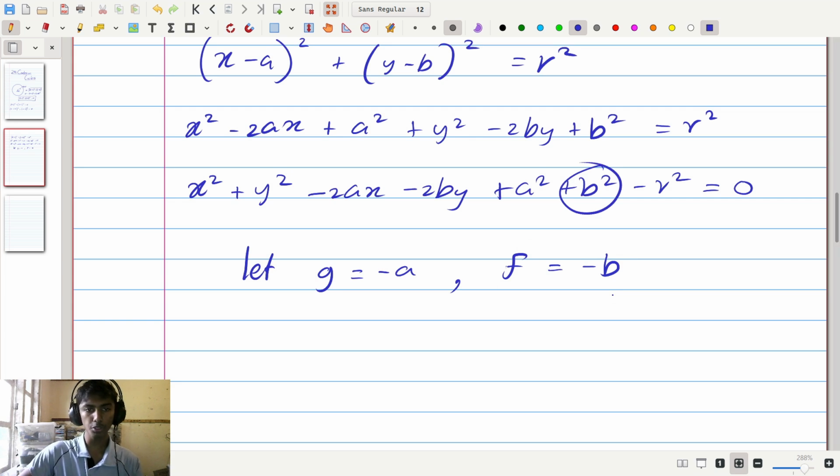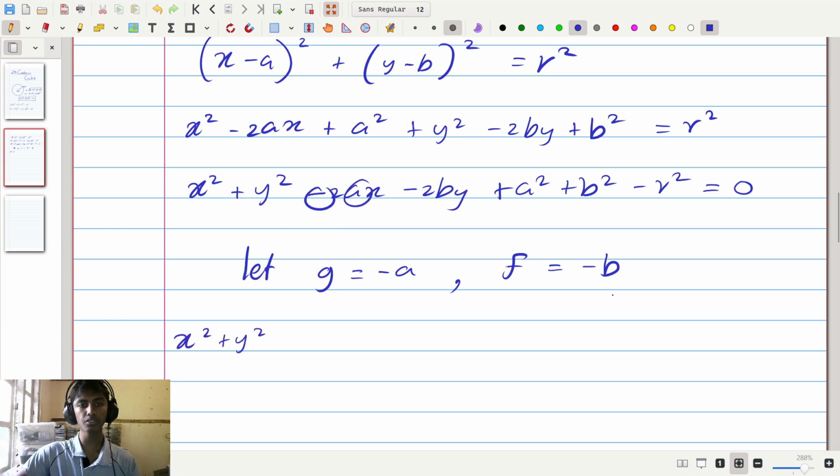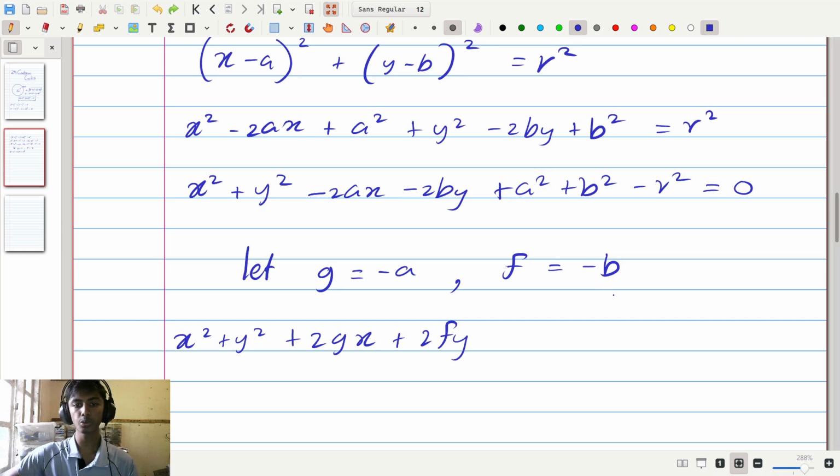Doing all of these substitutions, we can get that this equation turns into x squared plus y squared, and then this minus a turns into a g, so then we have plus 2gx. This minus b turns into a positive f, so we have plus 2fy, and then this a squared turns into a g squared, so we have plus g squared. This b squared turns into an f squared, so we have plus f squared, and this minus r squared remains as is, and it's all equal to 0.